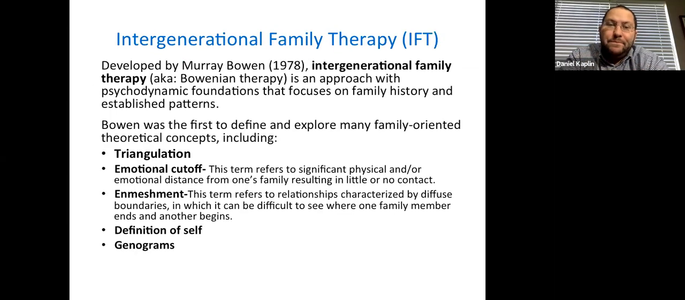So let's go through it. Bowenian therapy is also referred to as intergenerational family therapy. So we look at the impact of parents on children, children on parents. We look at grandparents and whatnot. And we look for patterns of behavior.